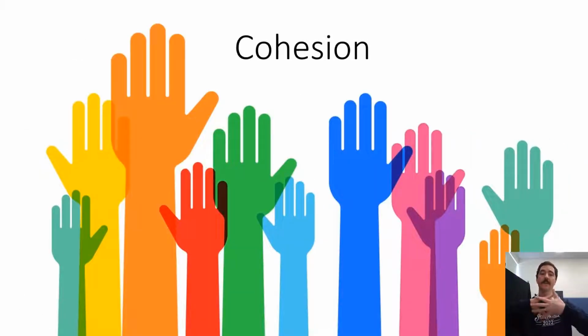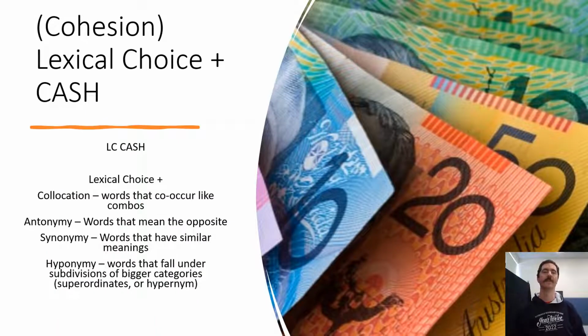Okay, so as we just said, cohesion is the sticking together of elements. And these are the things we use to memorize those elements. So LC cache is lexical choice plus cache. So collocation: words that go together in combinations, choc chip, fish and chips, salt and pepper, those sort of things that always go in combinations. Antonymy, words that mean the opposite. Synonymy, words that are related to one another.